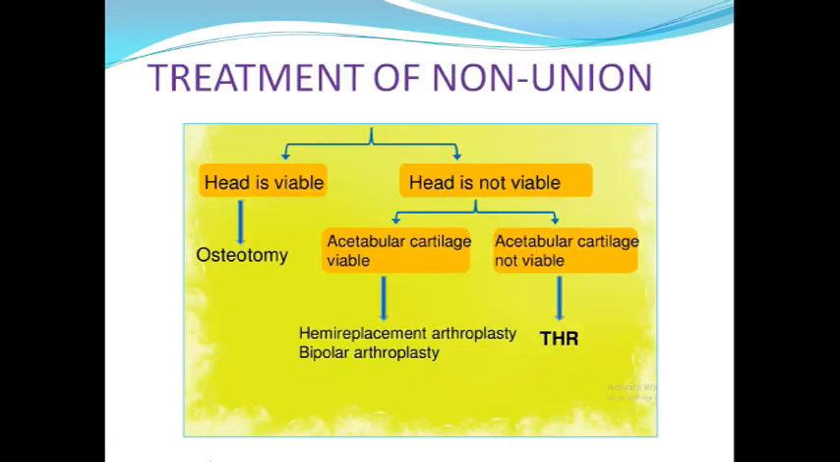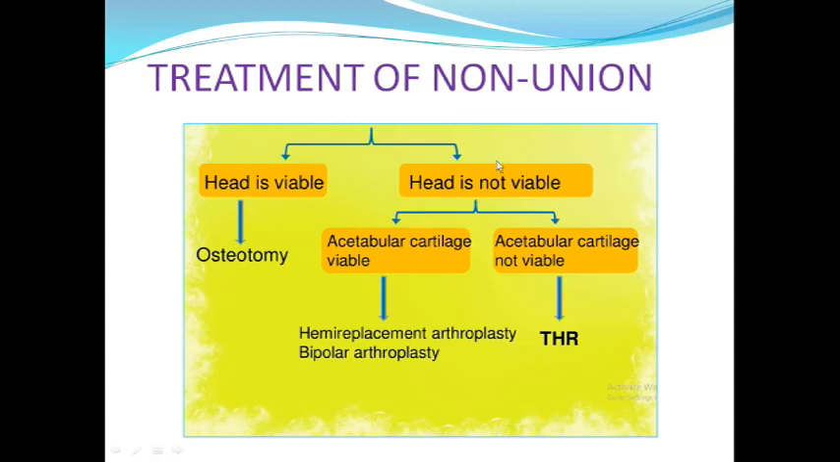So non-union was a very important topic. In exams also you will get hip cases, and mostly you will get non-union cases. So how will you treat a non-united neck femur fracture? First we have to assess the viability of the head. Sometimes you can find it on X-ray, or you can go for MRI to assess the viability of the head. If the head is viable, we go for a head preserving operation: we do osteotomy and plate fixation.